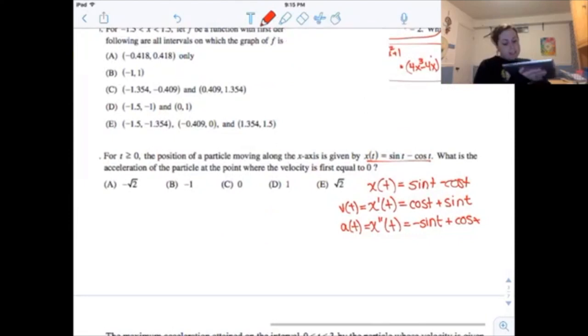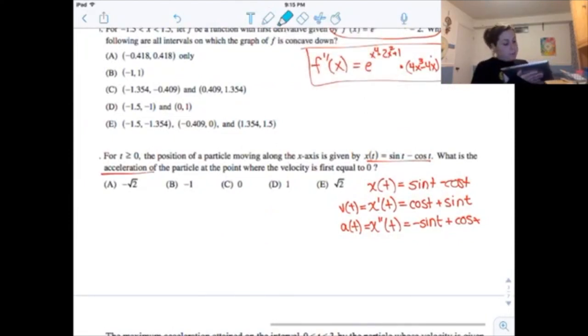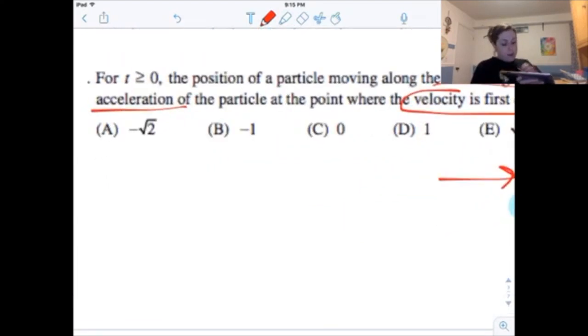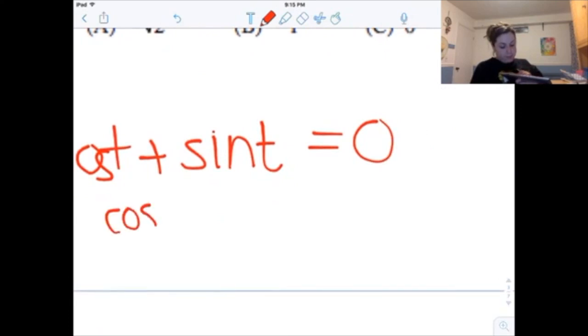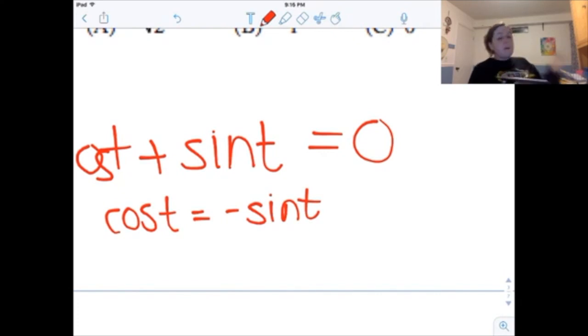So it says, what is the acceleration? So I'm going to plug into acceleration when the velocity is first equal to 0. So I'm going to take my velocity function and set it equal to 0. So it's going to be cosine of t plus sine of t equals 0. So cosine of t has to be the opposite of sine of t. Okay? So think about where that happens.